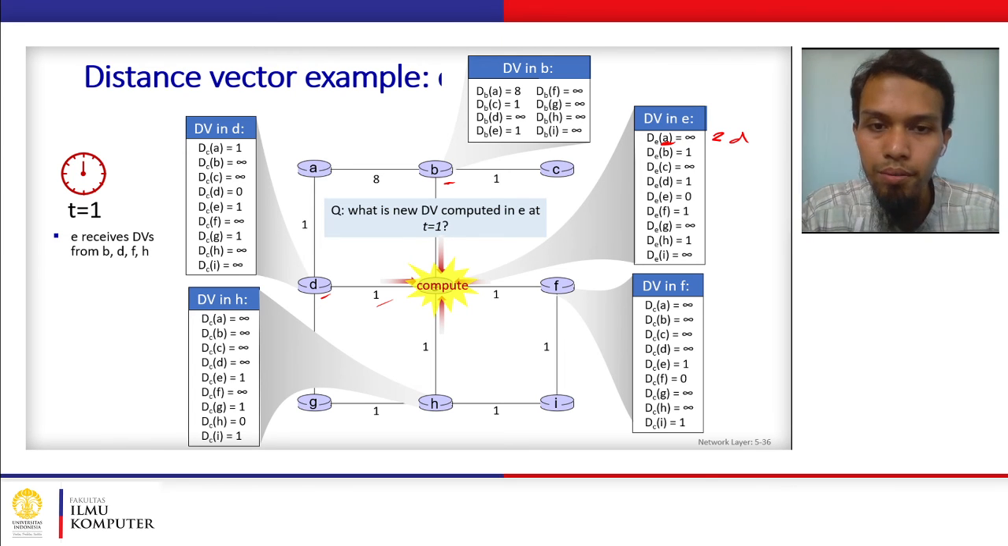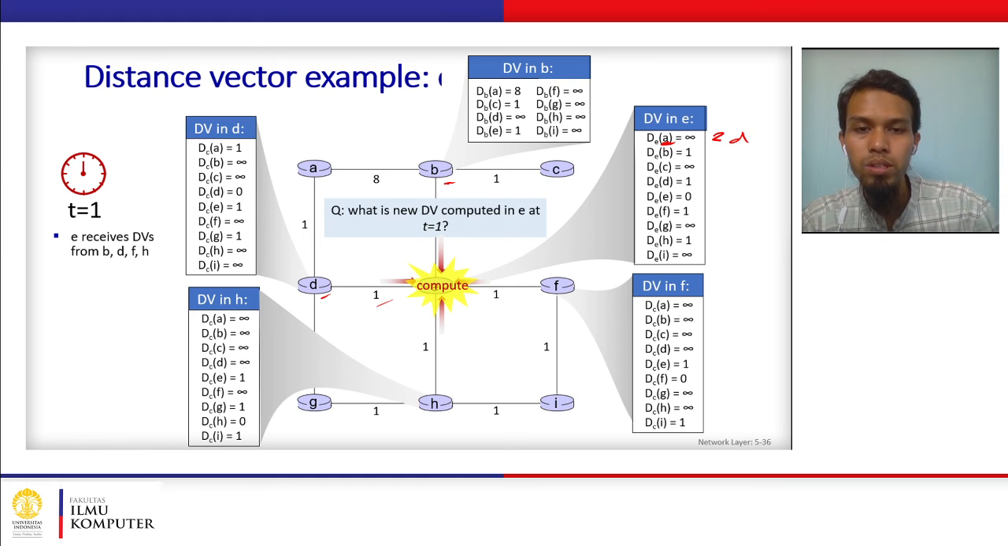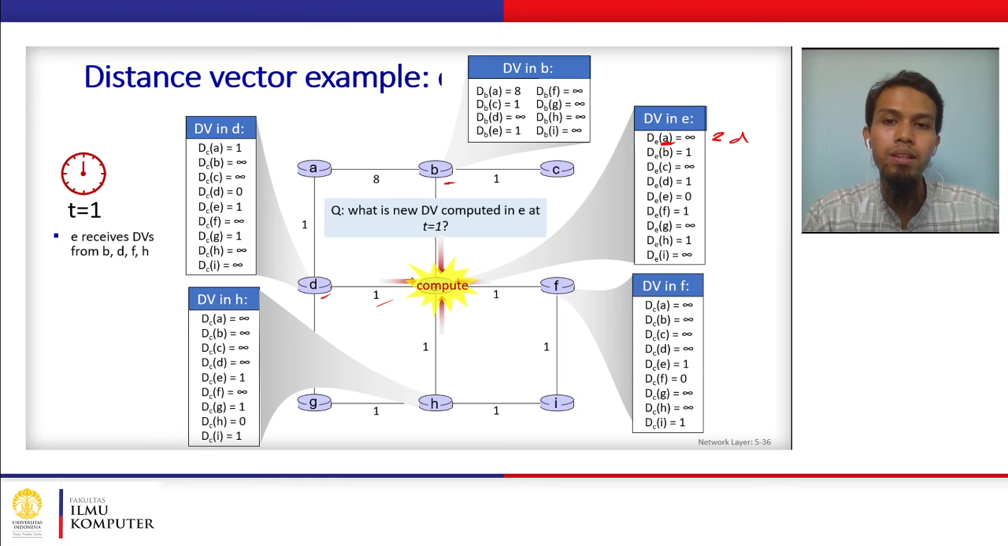Now from E to itself is 0. To C, there's information that E receives from B. From B it receives that the cost path from B to C is 1, and E already knows that the cost path from E to B equals 1. So now it can compute that the cost path from E to C equals 1 plus 1, which is 2, and we go through B.